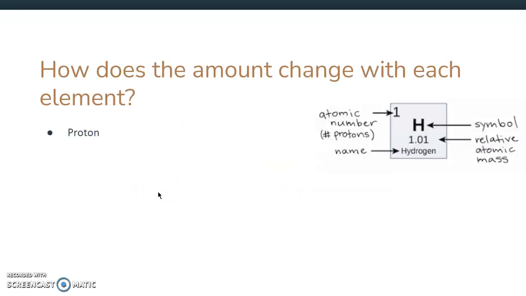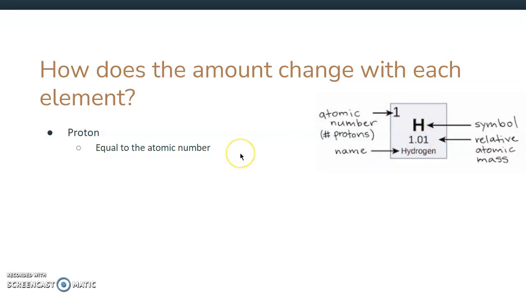Now, we're going to learn how the amount changes with each element. So, we're going to learn how to read what each one of these looks like. These are called our atomic symbols and numbers, and this is what our periodic table looks like. We'll be able to read these and then work through some examples.